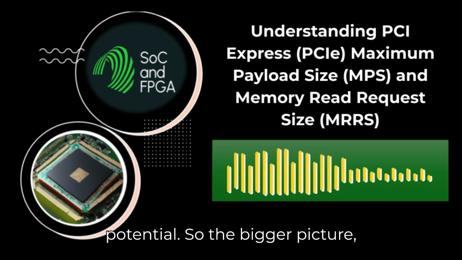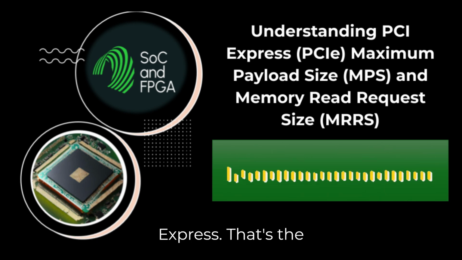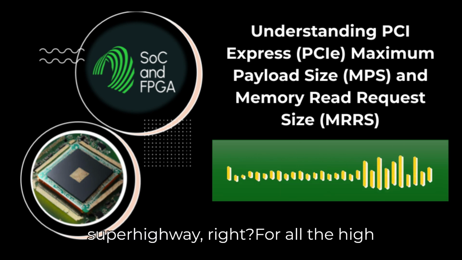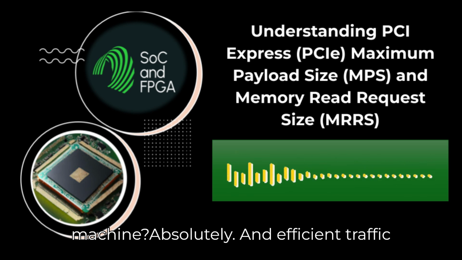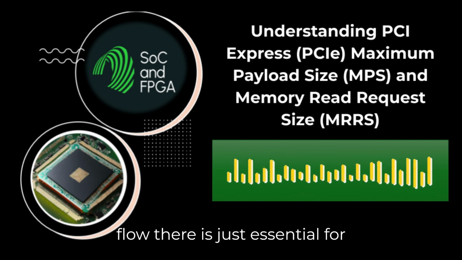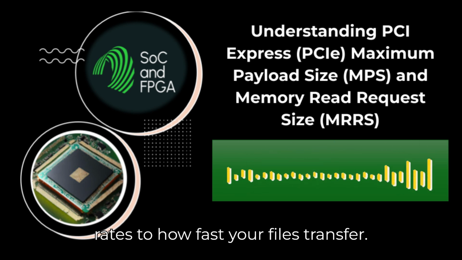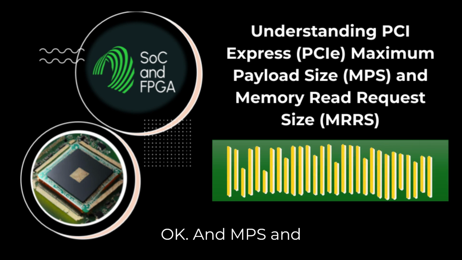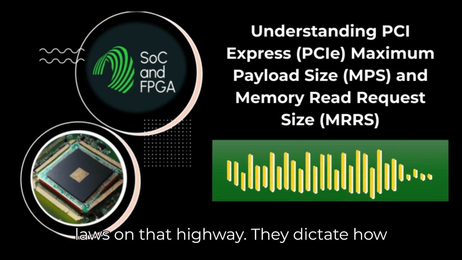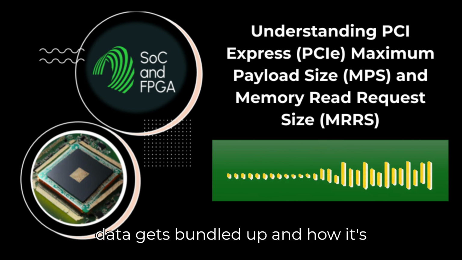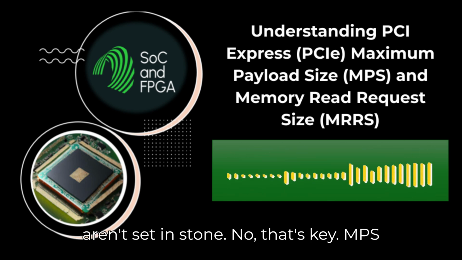So the bigger picture, PCIe, Peripheral Component Interconnect Express. That's the superhighway, right? For all the high-speed data zipping around inside your machine. Absolutely. And efficient traffic flow there is essential for everything from smooth gaming frame rates to how fast your files transfer. And MPS and MRRS are kind of like the traffic laws on that highway. They dictate how data gets bundled up and how it's requested, all to keep things moving efficiently. And here's a cool bit. They aren't set in stone.